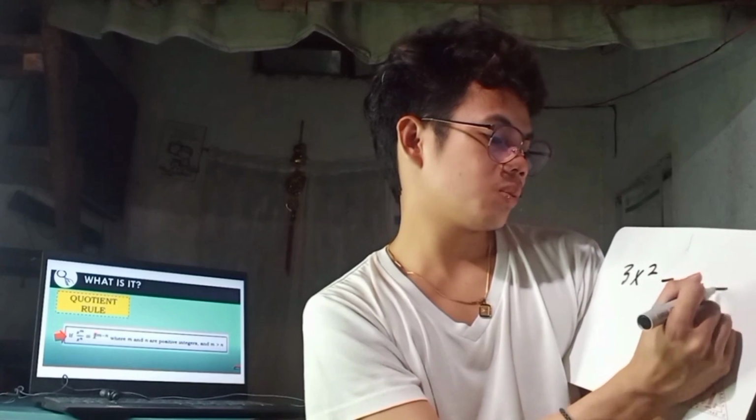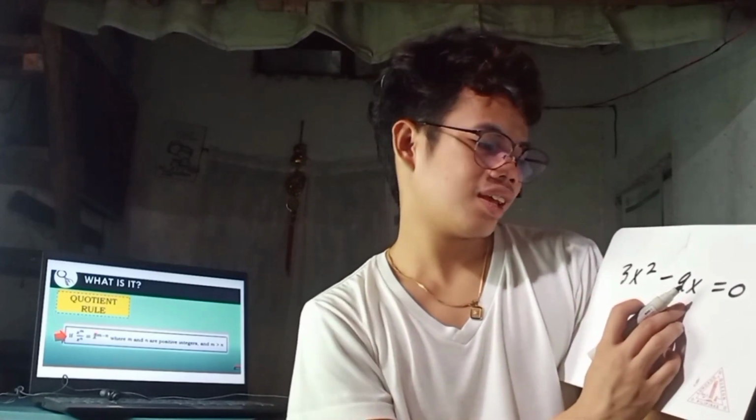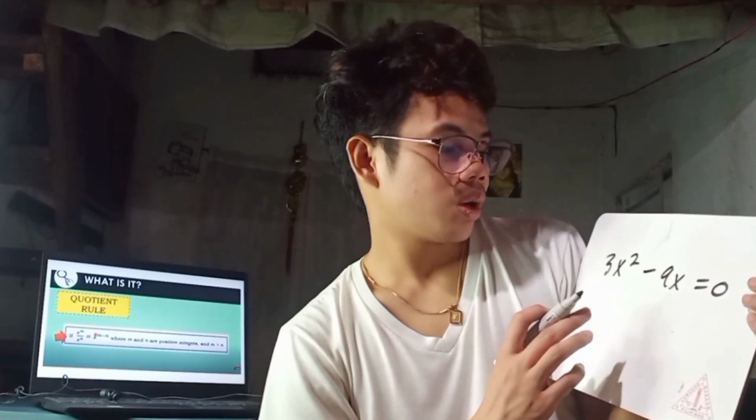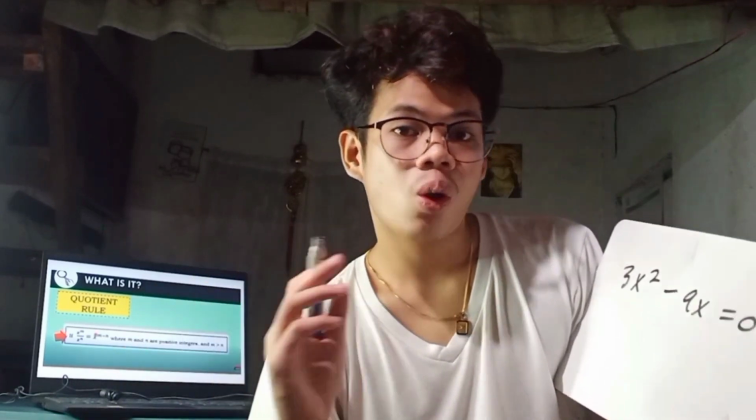Let's say we have 3x squared minus 9x is equal to 0. So first is 3x squared. We have a quadratic term, and 9x is a linear term, which means in this given quadratic equation, we can use the quotient rule. So there is no problem at all. We can now use the quotient rule. So let's have an example.